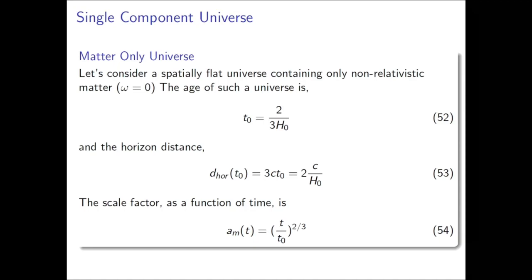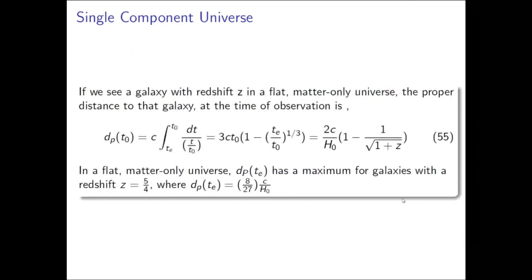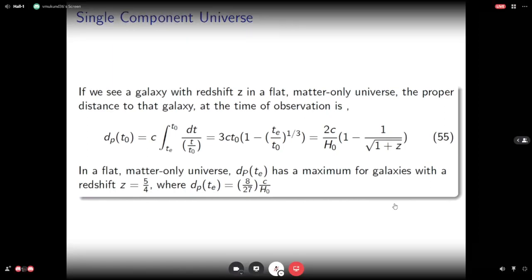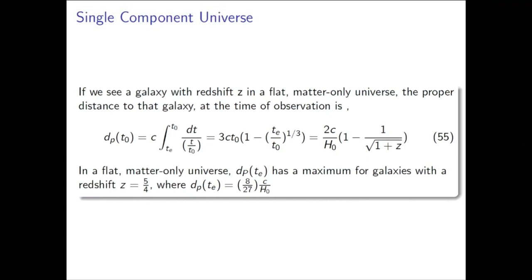So the scale factor as a function of time can be given as t by t naught to the power 2 by 3. So again, we are trying to calculate the proper distance for this kind of universe. If we see a galaxy with redshift z in a flat matter only universe, the proper distance to such a galaxy at the time of observation is given by this huge equation, equation number 55. After simplifying this, we just resolve to 2c by H naught times 1 minus 1 by root of 1 plus z.